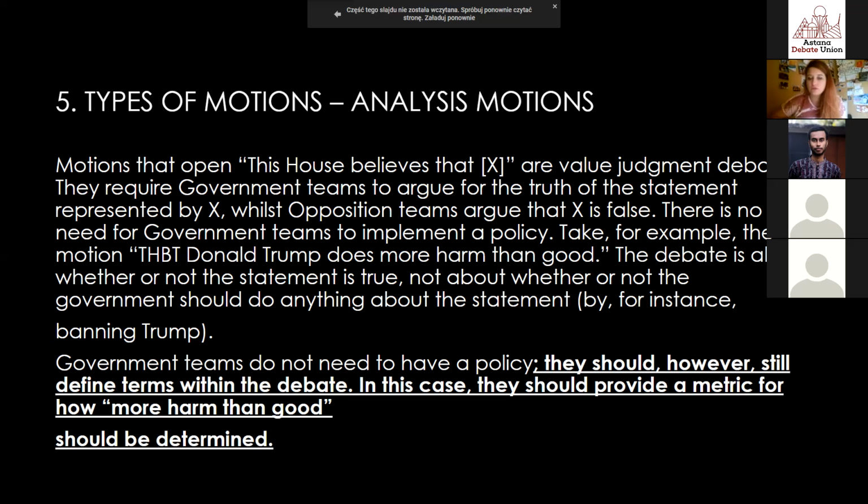Government teams do not need to have a policy. They should, however, still define terms within the debate. In this case, they should provide a metric for how more.